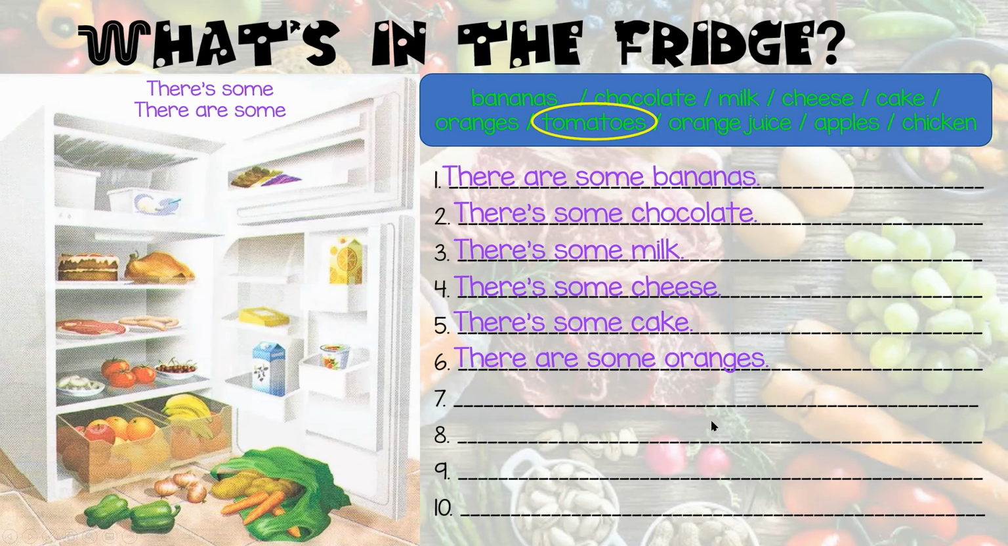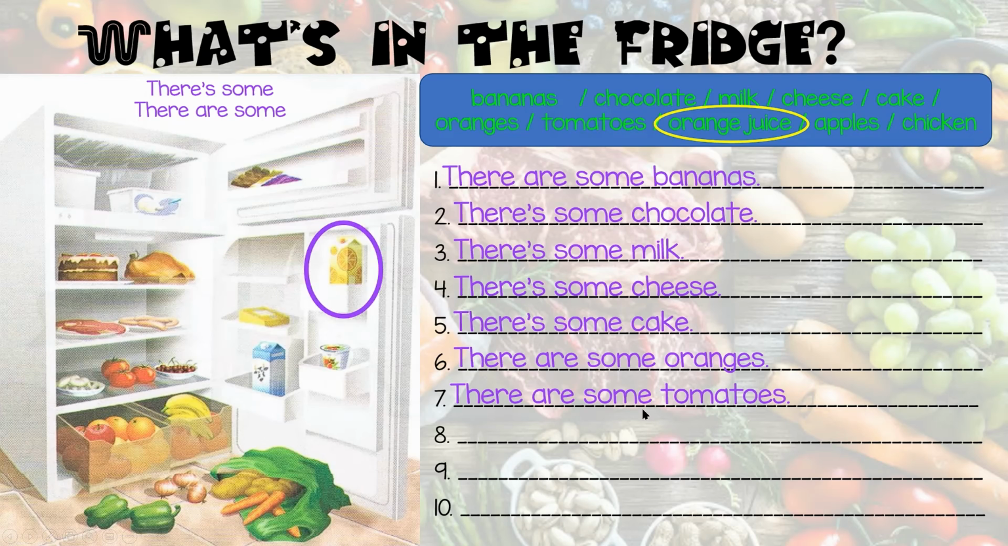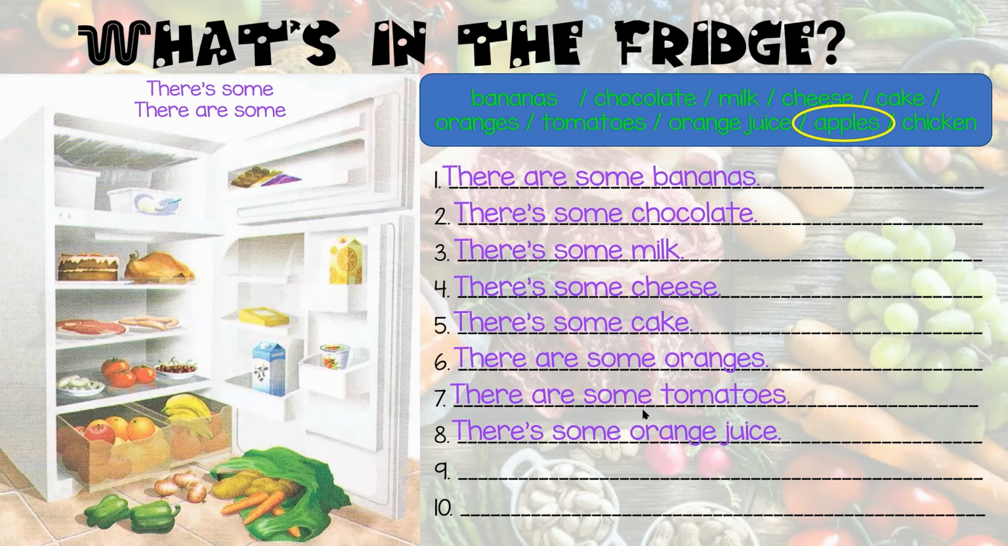Next, tomatoes. Again, we can count tomatoes. So our sentence should be, there are some tomatoes. Next one, orange juice. Can we count orange juice? I've mentioned earlier, we cannot count juice. So the sentence should be, there's some orange juice. Apples. We can count them. They are over here. There are some apples.